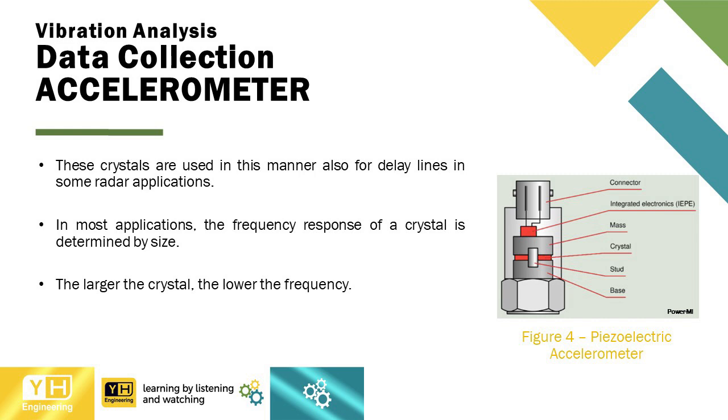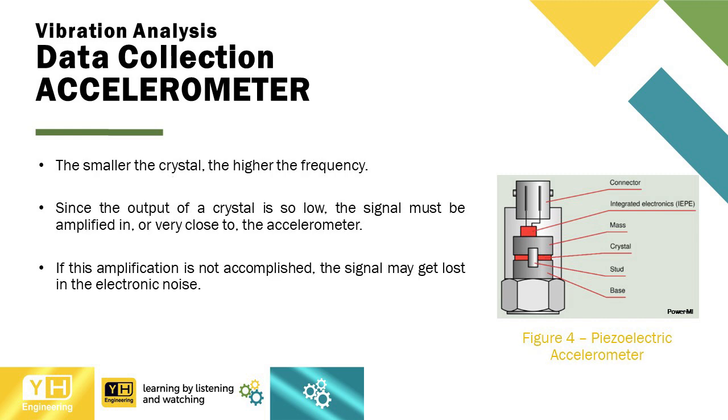In most applications, the frequency response of a crystal is determined by size. The larger the crystal, the lower the frequency. The smaller the crystal, the higher the frequency. Since the output of a crystal is so low, the signal must be amplified in, or very close to, the accelerometer. If this amplification is not accomplished, the signal may get lost in the electronic noise.